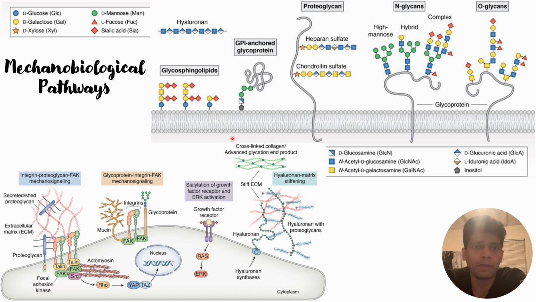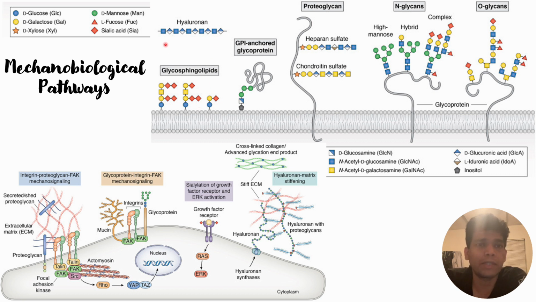So let us first understand how glycans exist in the extracellular matrix or on the cell surface membrane, and what the different types of glycans are that usually exist in mammalian cells. The first type is glycosphingolipids. In this case, the glycans are attached to a lipid, as we can see here, and are further modified by the addition of sialic acid.